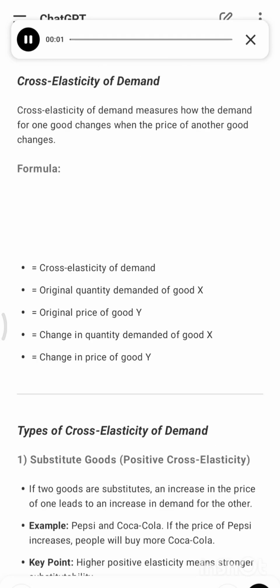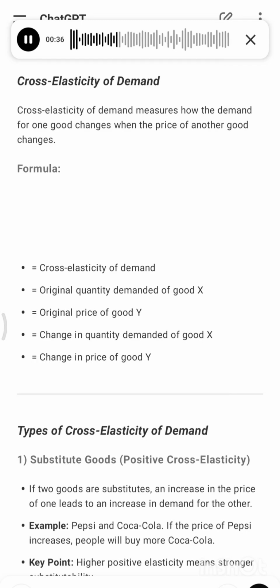Cross-elasticity of demand. Cross-elasticity of demand measures how the demand for one good changes when the price of another good changes. Formula: EC equals percentage change in quantity demanded of good X divided by percentage change in price of good Y. Or EC equals delta QX over delta PY times PY over QX, where EC equals cross-elasticity of demand, QX equals original quantity demanded of good X, PY equals original price of good Y, delta QX equals change in quantity demanded of good X, delta PY equals change in price of good Y.